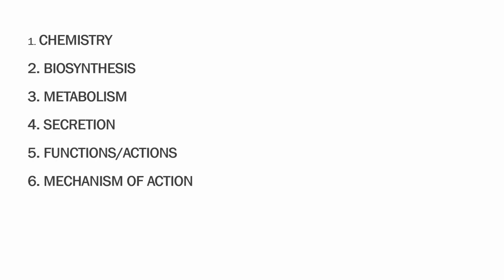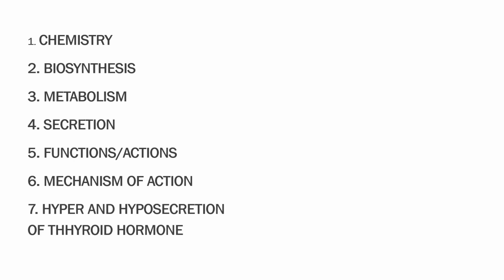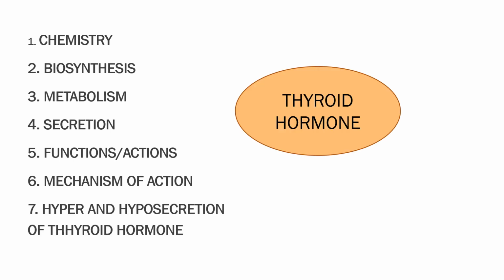Now all the hormones, as we have seen in my previous videos, should be discussed under 7 headings. What are those? Chemistry of the hormone, biosynthesis, metabolism of that hormone, secretion of that hormone, functions or actions, mechanism of action, and hyper and hyposecretion. Similarly, thyroid hormone, we will also describe under these 7 headings.